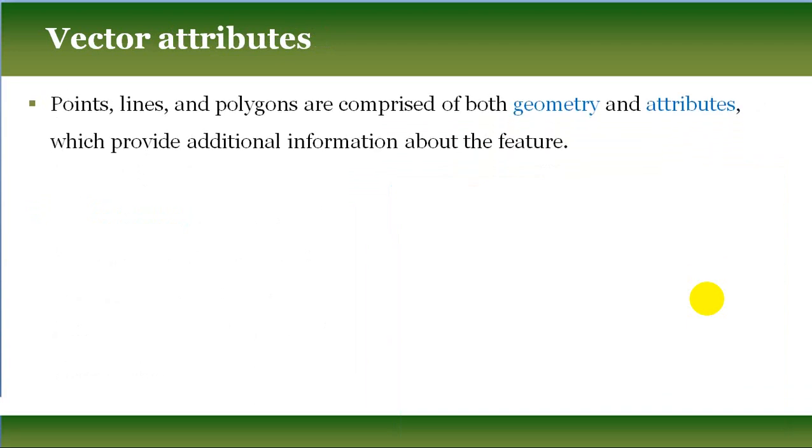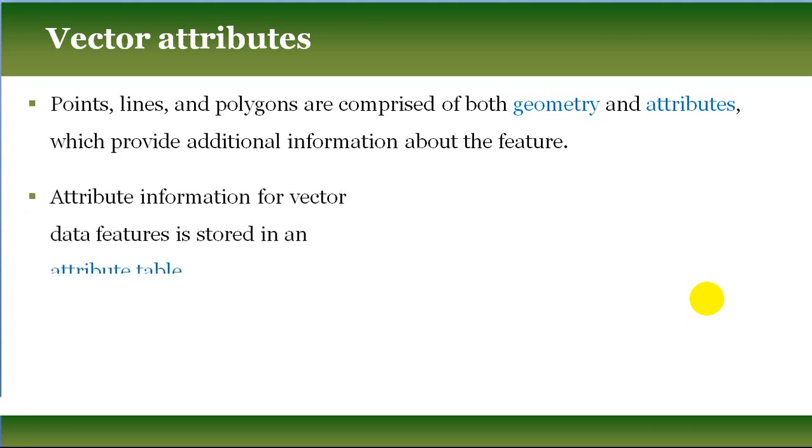Just like raster, vector data also have attributes. Points, lines and polygons are comprised of both geometry and attributes, which provide additional information about the feature. For example, if you draw a point, it has an attribute. If you draw lines, they also have a lot of attributes. Polygon, same thing. So every geometry consists of some sort of attribute information.